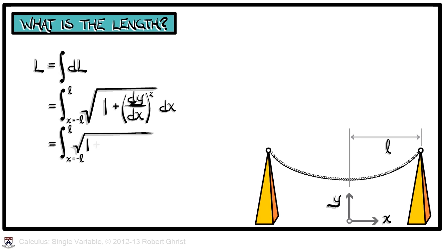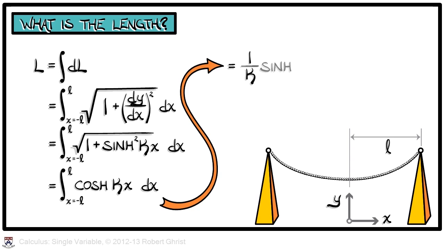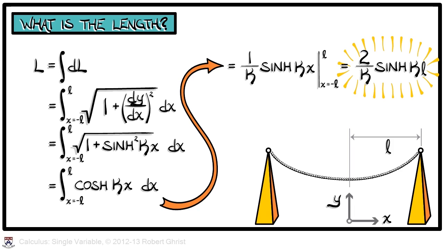Then, in this case, we need to substitute in for dy/dx, but that is sinh of kappa x, leading to an integral of the square root of 1 plus sinh squared of kappa x. We can substitute in cosh squared for 1 plus sinh squared. The square root goes away, and we're left with the integral of cosh kappa x dx. That is, of course, sinh of kappa x divided by kappa. Evaluating from negative L to L gives us 2 over kappa times the hyperbolic sine of kappa times L.